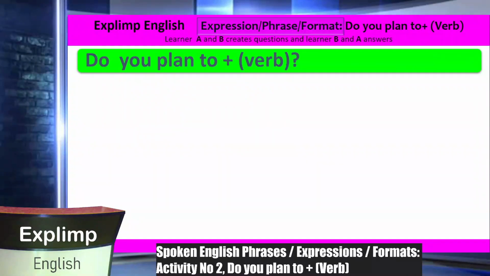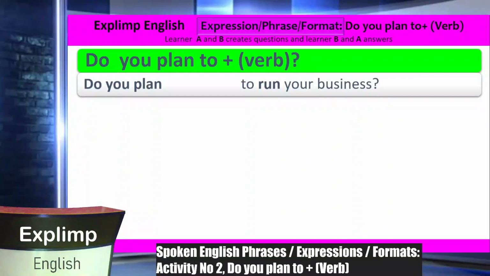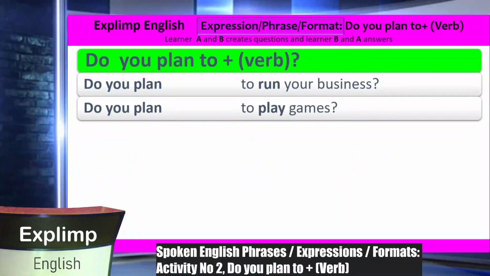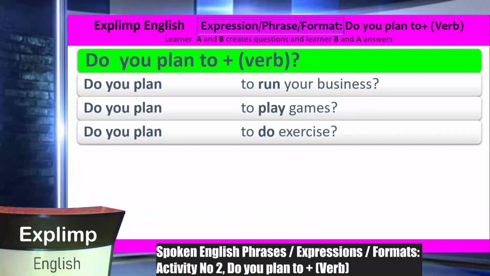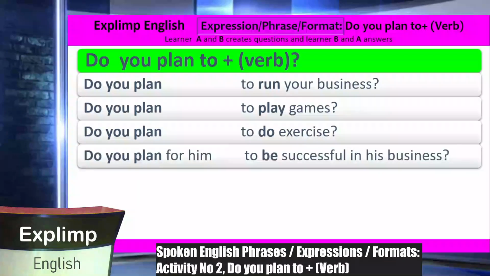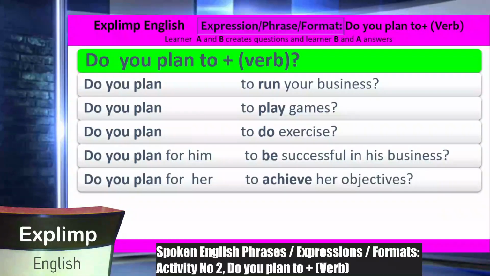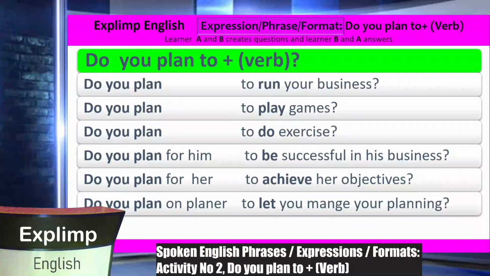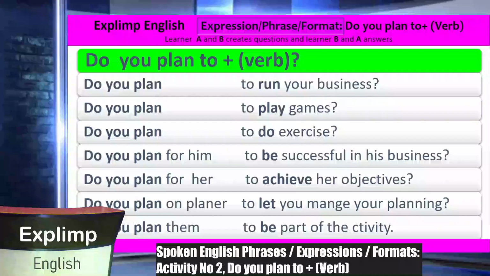The next one is, again, we have do you plan to plus verb, but this time with other questions. Do you plan to run your own business? Do you plan to play games? Do you plan to do exercise? Do you plan for him to be a successful person in his business? Do you plan for her to achieve her objectives? Do you plan on a planner to let you manage your plannings? Do you plan them to be part of the activity?